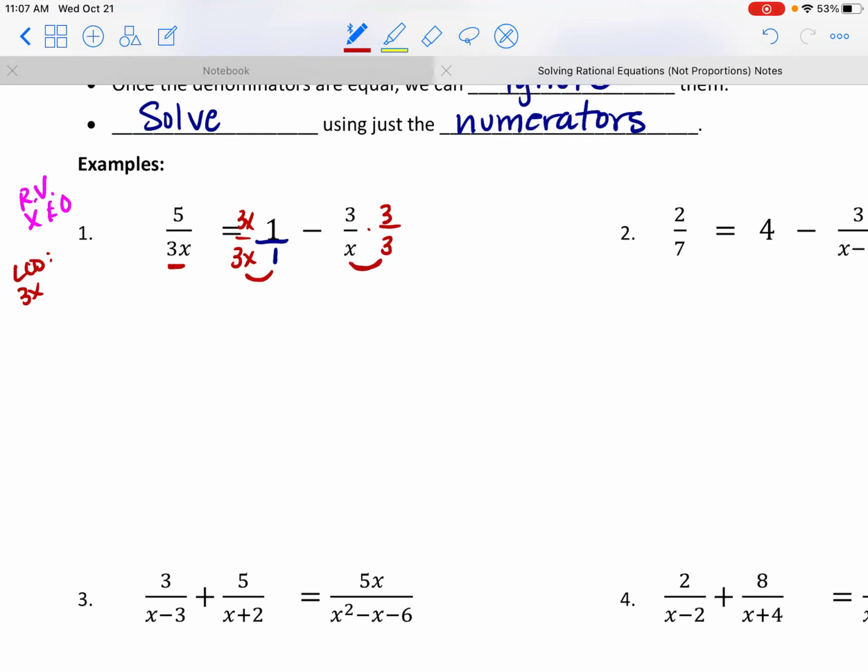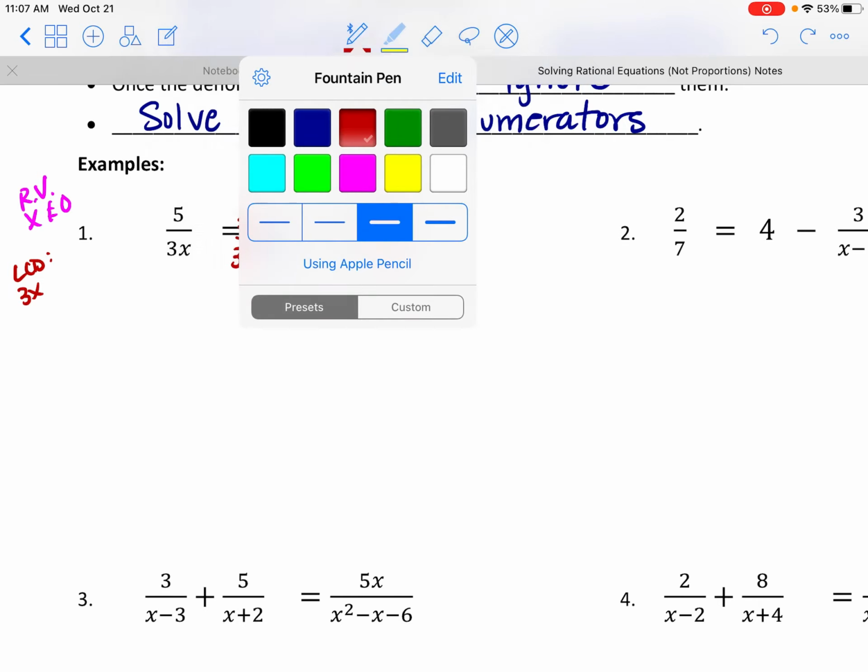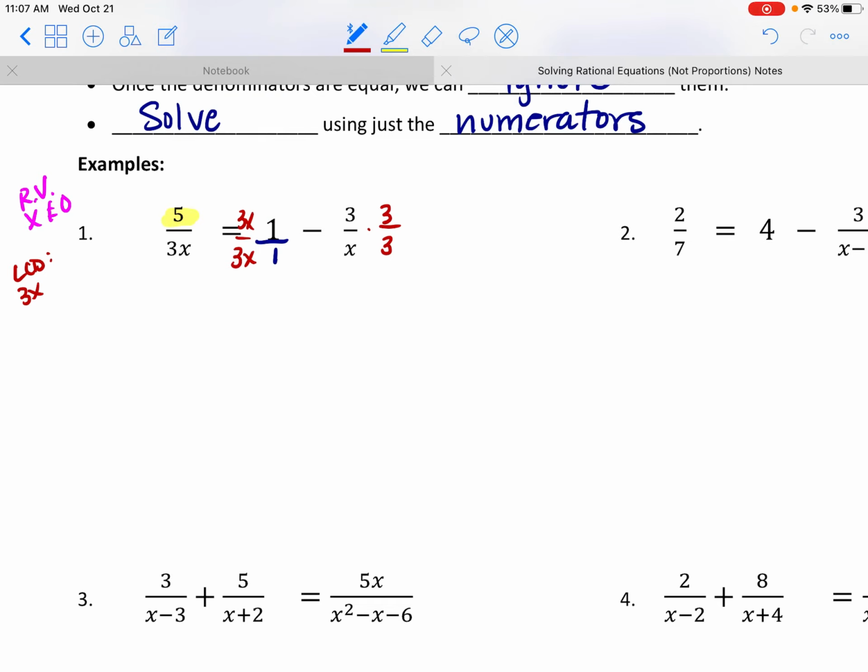So now that all of my denominators are equal, I can solve using just my numerators. So the numerator here, which is 5, has to equal, bring down the equal sign, the 1 times the 3x, so the numerator here, 1 times 3x, is going to give me 3x, bring down the minus, and then here, the 3 times the 3, the numerator here, is going to give me 9. And that's it. Sorry, that 5 is sloppy. This is a pretty easy linear equation that's resulting here for us to solve.